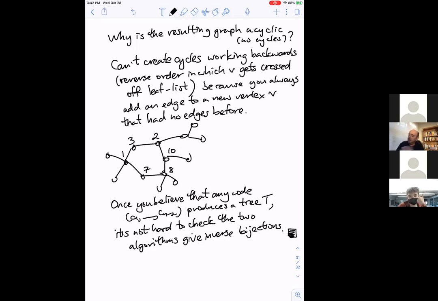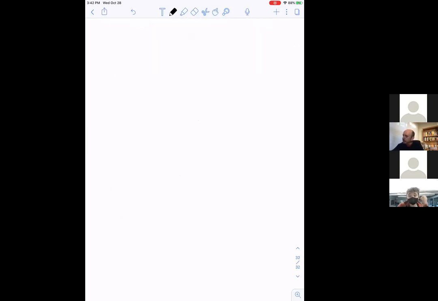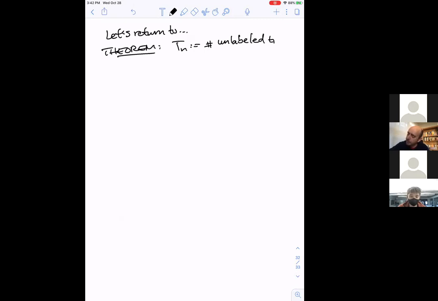All right, good. So let's try to prove these inequalities that were our upper and lower bounds for the number of unlabeled trees. So let's return to this theorem that I was claiming. Let me name this number T of n. Let me just call that the number of unlabeled trees on n vertices.